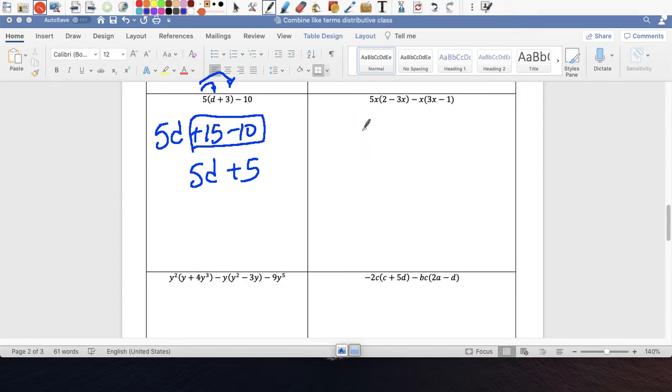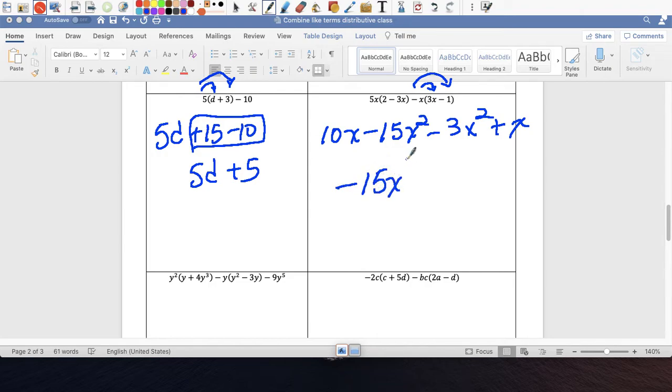Next one, 5x times 2 is 10x. 5x times negative 3x is going to be negative 15x squared. Now we have minus x multiplied by 3x is going to be minus 3x squared, remember? When we're multiplying, if the bases are the same, we keep the base and we add exponents. And then minus x times negative 1 is going to be plus x, right? Because x times 1 is just x. Combine like terms, let's put this in order, right?